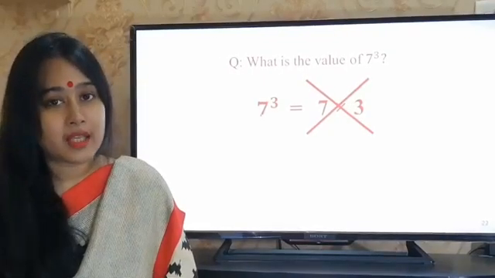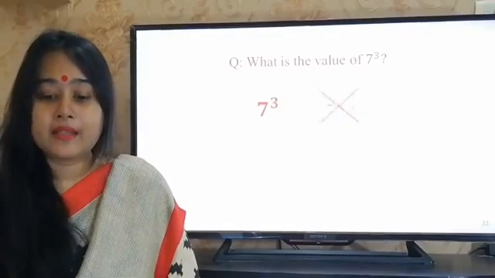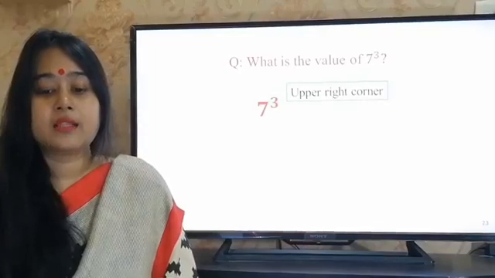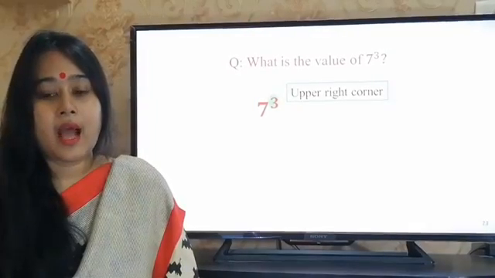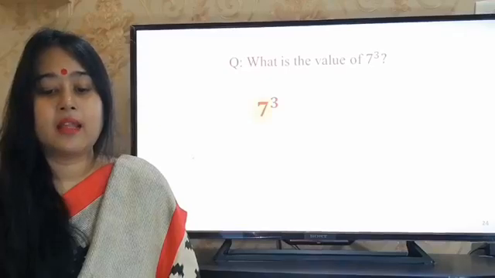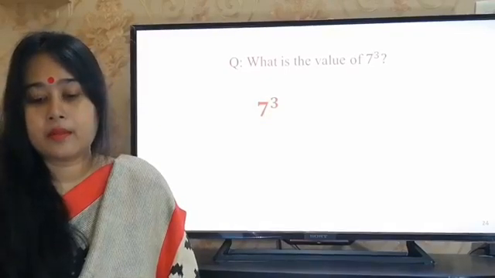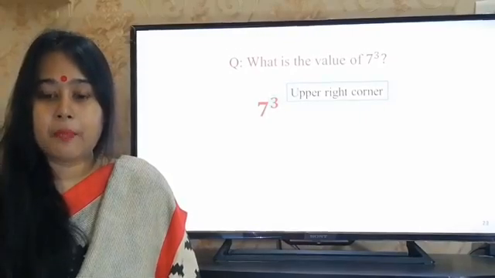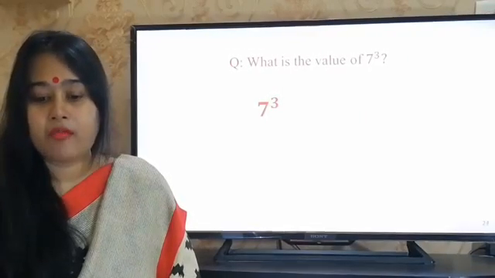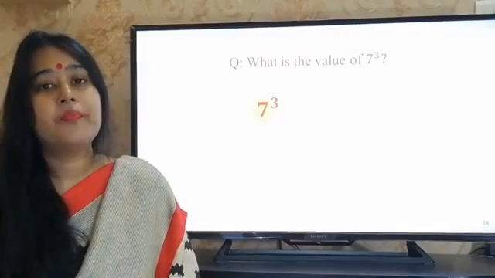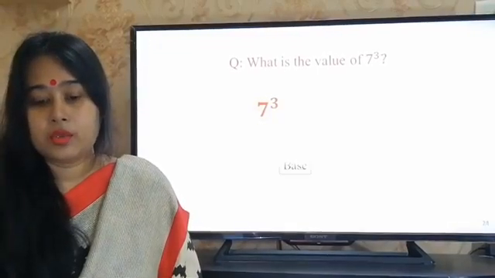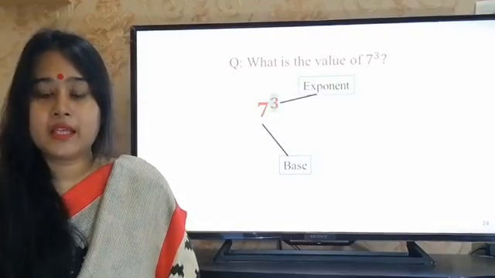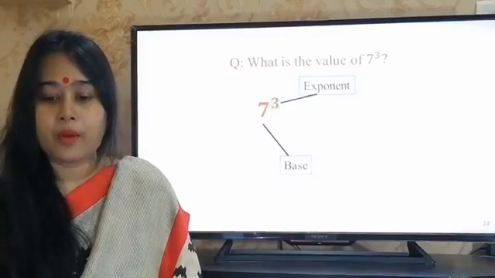That means 7 is multiplied by itself how many times? 3 times. Here, this 3 at the upright corner indicates the power or index, and this 7 indicates the base. So here 7 is base and 3 is exponent or index or power.